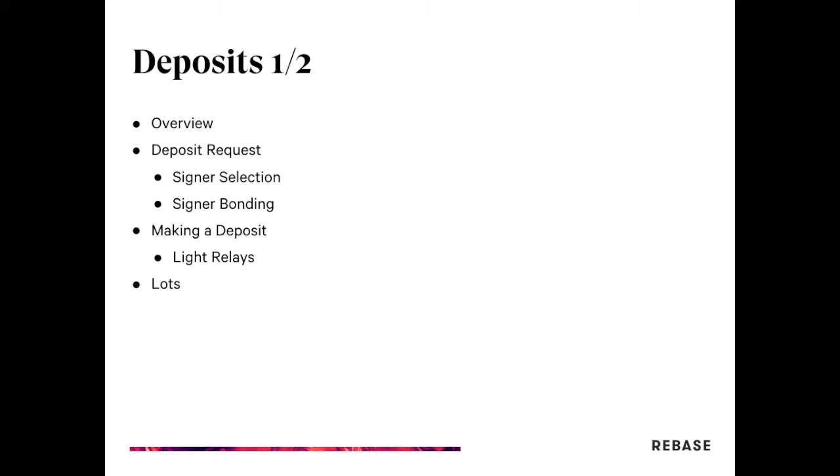The next thing to talk about is light relays. So obviously the depositor has to prove that they've made the deposit, and to do so they send evidence that their deposit has been accepted on Bitcoin. The mechanism by which this is done is through a simple payment verification, an SPV, on Ethereum. The tBTC team has developed a new type of SPV called light relays, which use stateless SPV proofs.